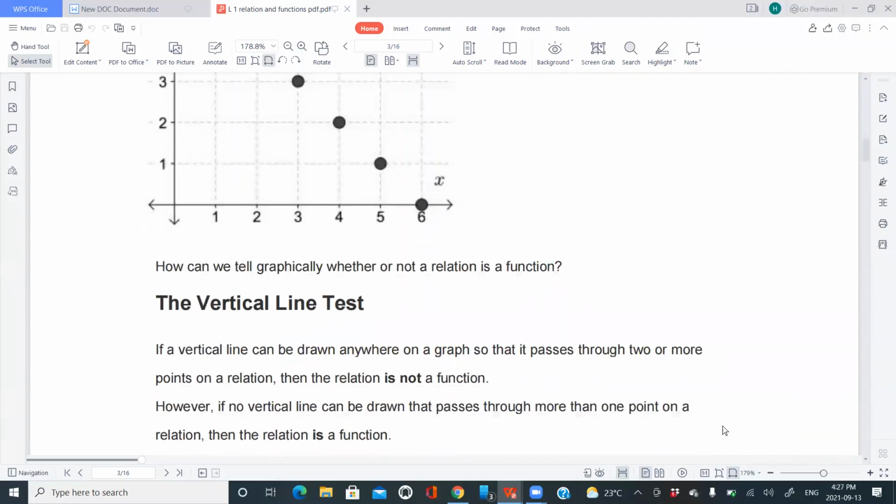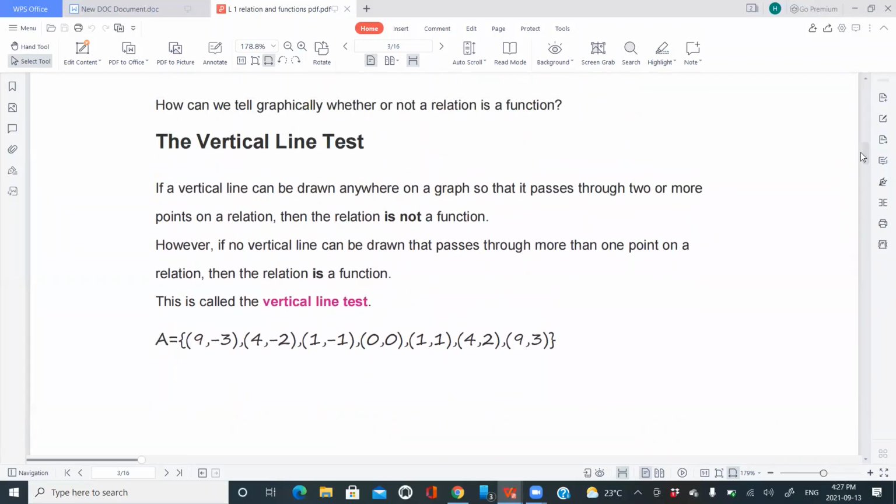Now the next thing is, what is a vertical line test? Can you tell me what a vertical line test is? It's like a line that's drawn on the graph that passes through 2 or more points on a relation. Yes. So if it passes through only one point in a relation, then it will be a function.